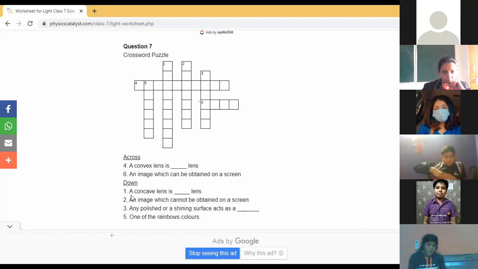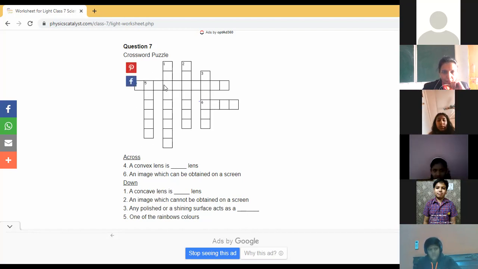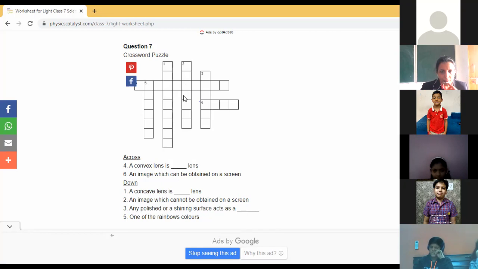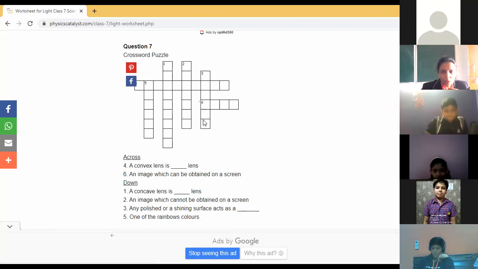Four letters are there. Next, a concave lens is dash lens. Ma'am, diverging lens. Diverging. D-I-V-E-R-G-I-N-G. Okay, it's diverging. Number 2, an image which can't be obtained on a screen. Ma'am, virtual image. V-I-R-T-U-A-L. Okay, got it. Number 3, any polished or shining surface acts as number 3. Ma'am, mirror. M-I-R-R-O-R. Okay, done.